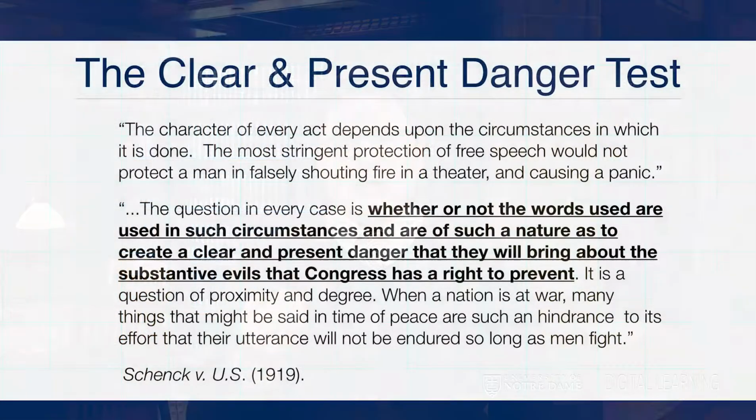So the first important refinement the court is making over the bad tendency test is to suggest, wait a minute, we need to think about the circumstances of a speech act. Where does the speech happen? To whom is it addressed? The second move in the clear and present danger test, and equally as important, is not just the circumstances, but also the content of the speech itself. So as we see in the second paragraph here, the question in every case is whether or not the words used are used in such circumstances and are of such a nature as to create a clear and present danger that they will bring about the substantive evils that Congress has a right to prevent. It is a question of proximity and degree. When a nation is at war, many things that might be said in time of peace are such a hindrance to its effort that their utterance will not be endured so long as men fight.